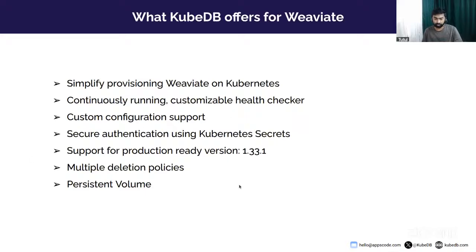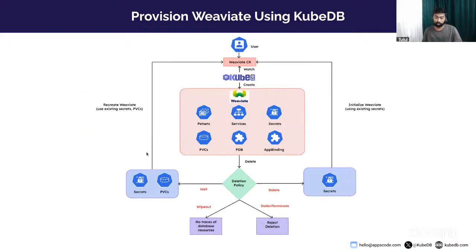At the bottom, you can see deletion policies, and these control what happens when the Weaviate resource is deleted. If the deletion policy is WipeOut, then it deletes everything for complete cleanup. And if the deletion policy is Halt, then it preserves both secrets and persistent volumes. And if the deletion policy is Delete, then it keeps secrets but deletes persistent volumes. And the last one, if the deletion policy is DoNotTerminate, then it blocks deletion entirely to protect production data.